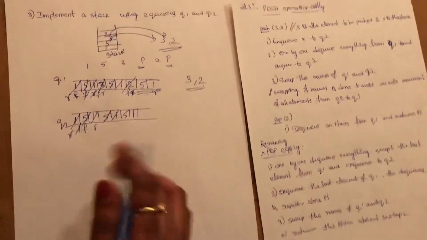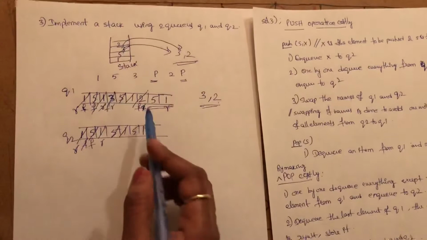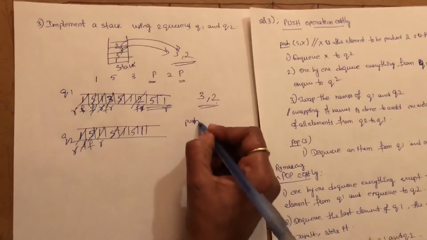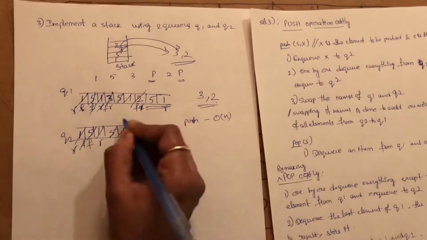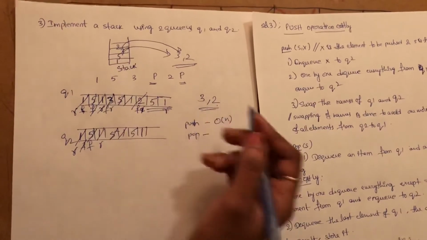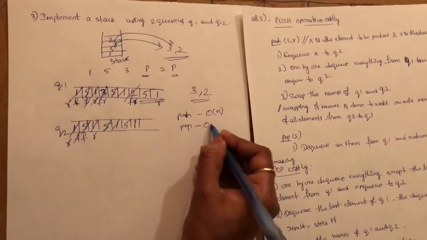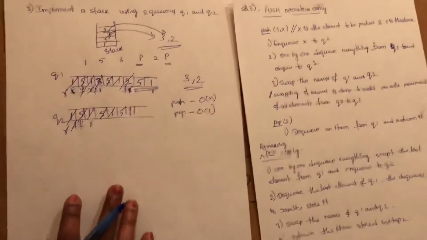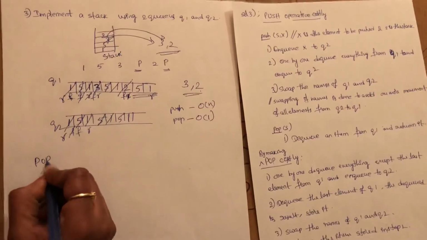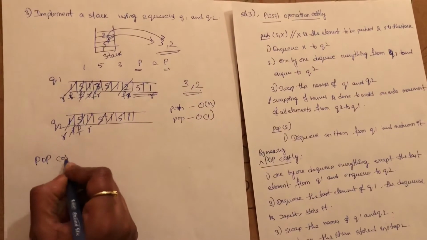Let's see, for this approach, the push method time complexity is order of n. For the pop, we are taking just one element, so order of 1 is the time complexity. But now let's see using the pop method, making pop costly.